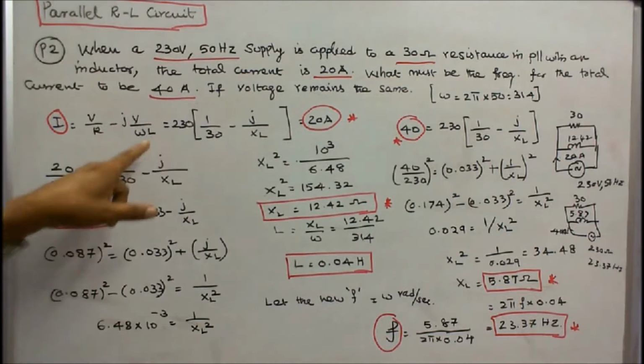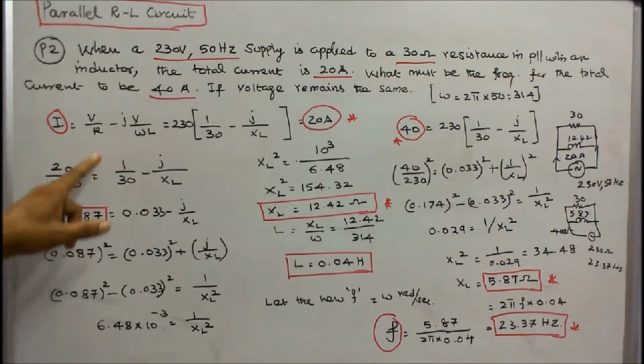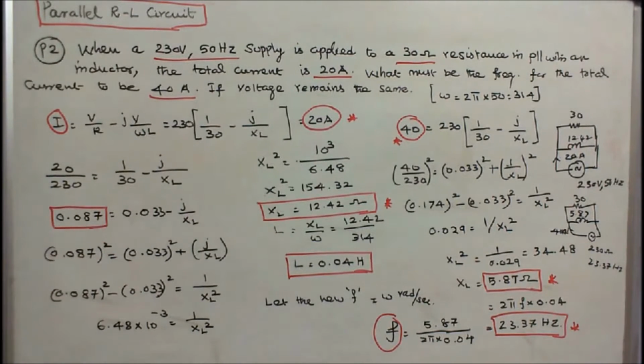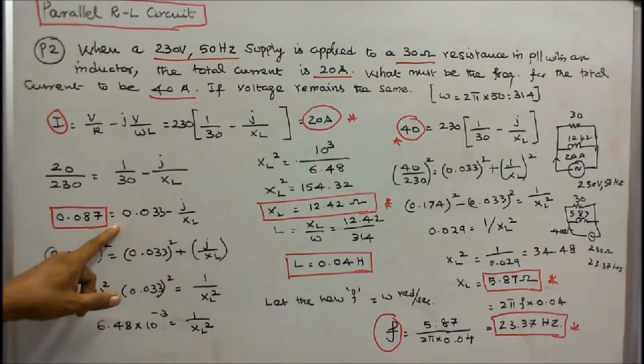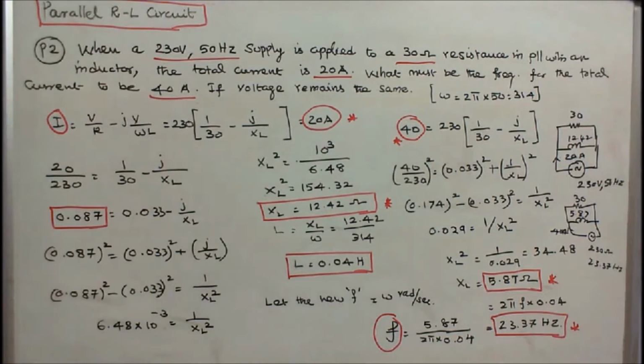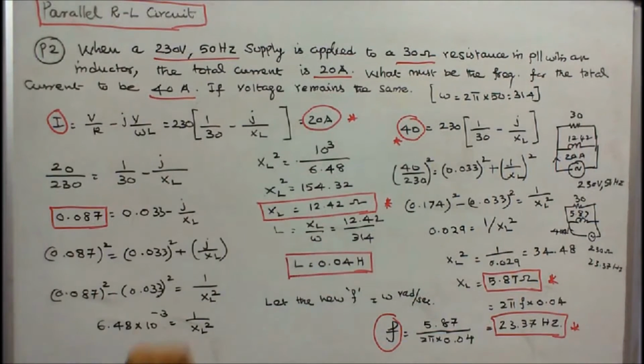I have to find L. Here I is given as 20. 20 by 230 is equal to 1 by 30 minus j by XL. 0.087 is equal to 0.033 minus j by XL. I simplified the equation. XL is equal to 12.42 ohms.